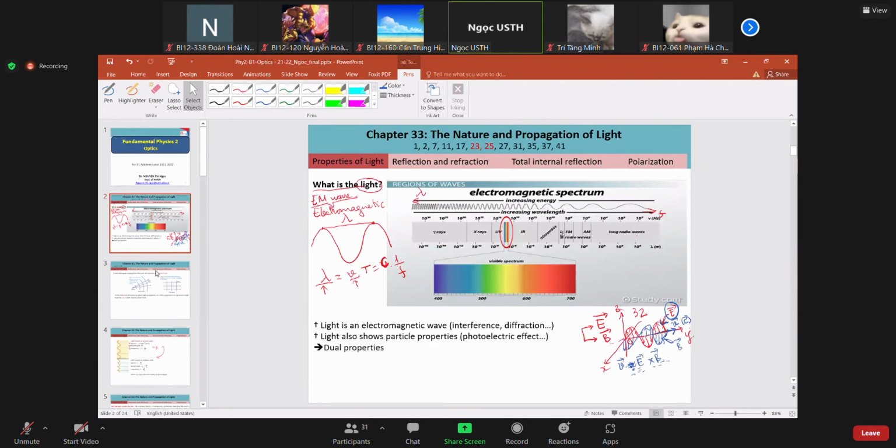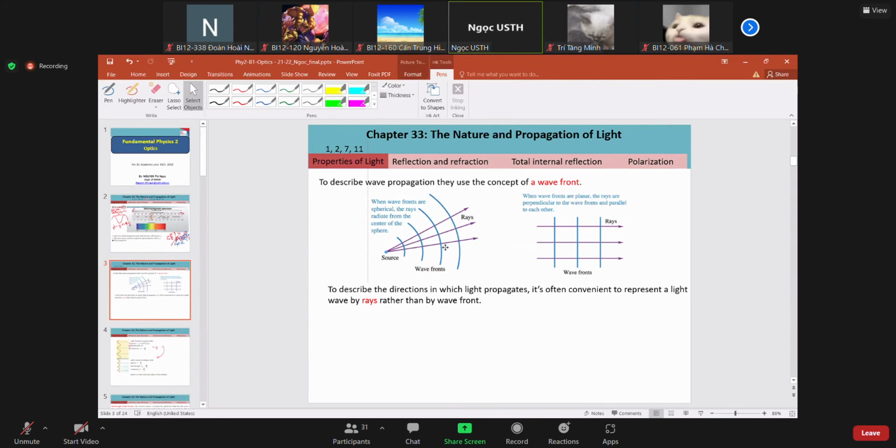Let me move this a little bit. Okay. So if you have an electromagnetic wave like this, normally we just use the electric field component to describe it like this. Here is a way to describe the light. Here is the first way. You can draw it like this, or we can draw it using wavefronts.